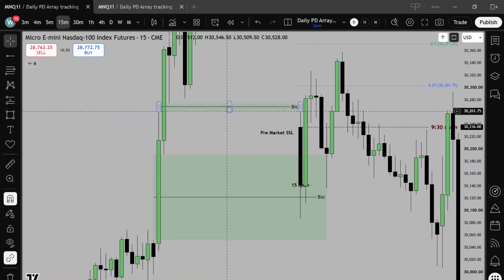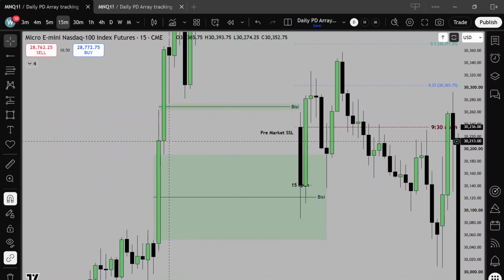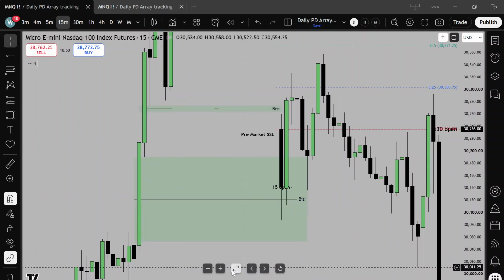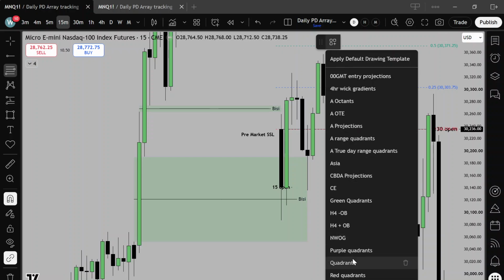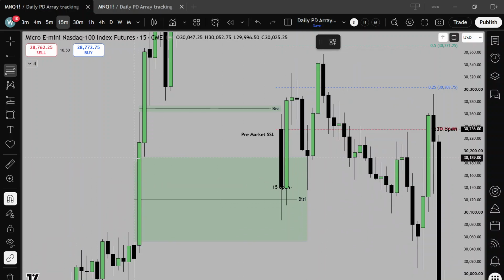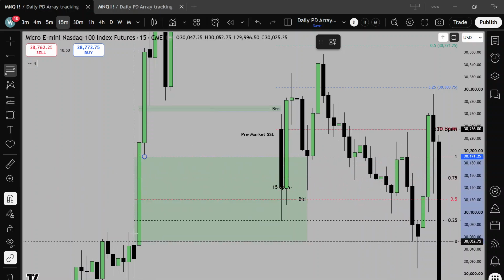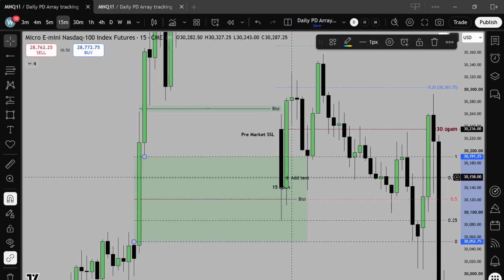Let's just look and see. There does not appear to be, there's no volume imbalance right there. So if we were to grade this with our quadrants, just out of curiosity, obviously it makes it below the upper quadrant, but fails to get to the consequent encroachment of it.